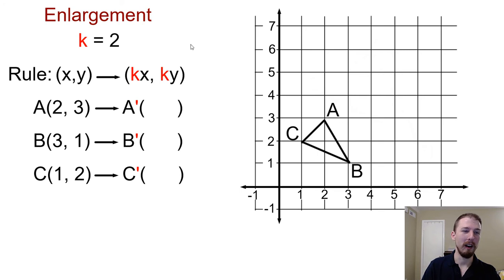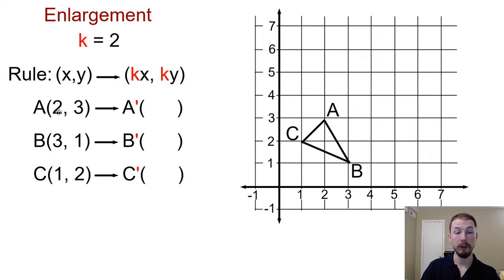Anyway, an enlargement is basically a dilation by some scale factor that's larger than 1. So if we have a scale factor of 2, then our rule is our pre-image, x and y, turns into the image of the enlargement, which is k times x and k times y. If we enlarge this by a scale factor of 2, our triangle ABC is now going to be twice as far away from the origin, and it's going to be blown up with an area that's 4 times as big, or the scale factor squared.